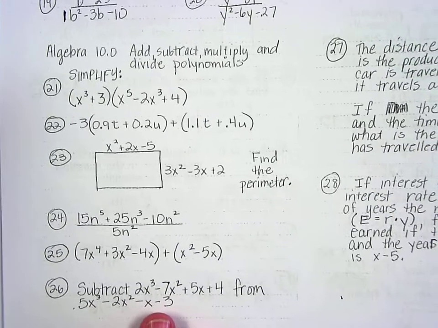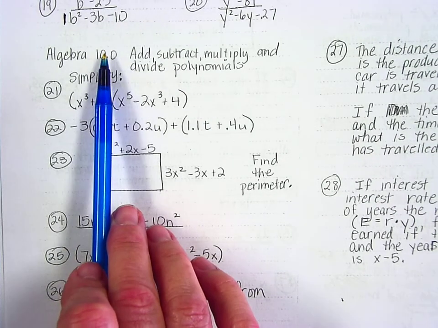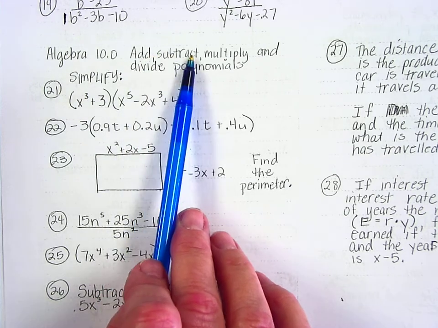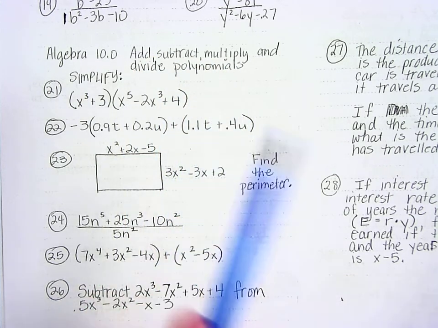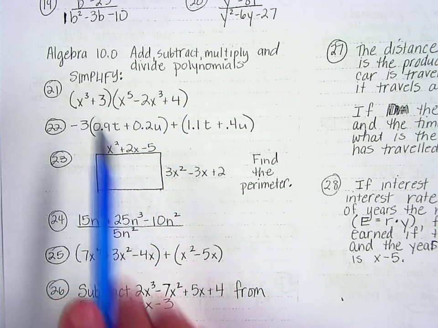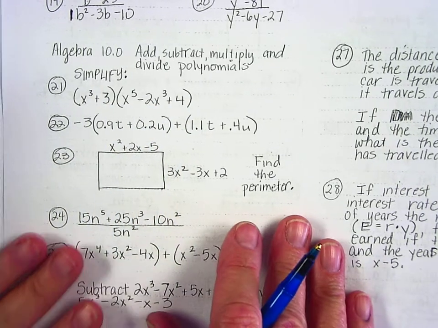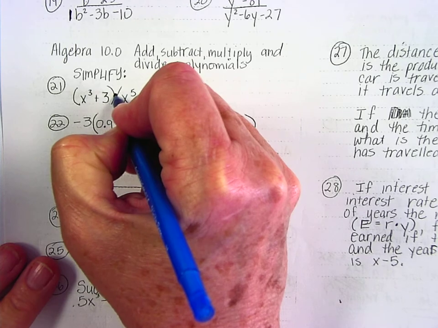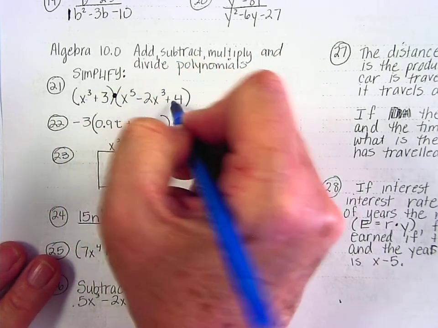Okay, we are on the downhill stretch, baby. Look at number 21. It even tells us we're back to algebra 10.0, add, subtract, multiply, and divide polynomials. So right here, the first thing you have to ask yourself is, what's the operation? Well, the operation is multiplication. We are multiplying these two polynomials.